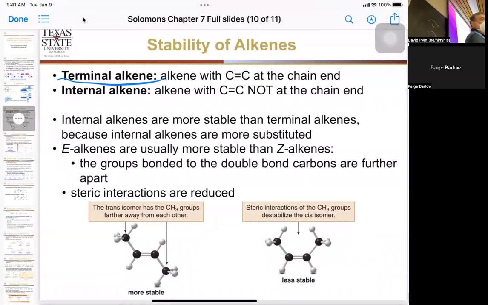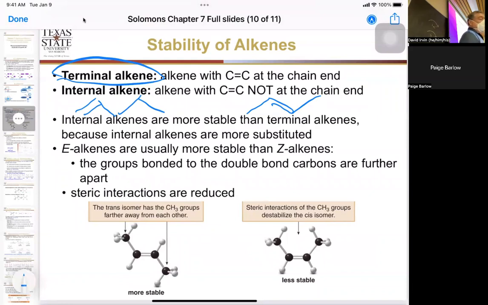First of all, a terminal alkene is at the end of a chain. So imagine a double bond there. That is what we call a terminal alkene. It's at the end of the chain. So that means that carbon 1 and 2 have the double bond. Now, an internal alkene is where neither one of the carbons of the alkene is in the one position. Anywhere else in the chain, just not in the one position. So a terminal alkene is actually less stable than an internal one.